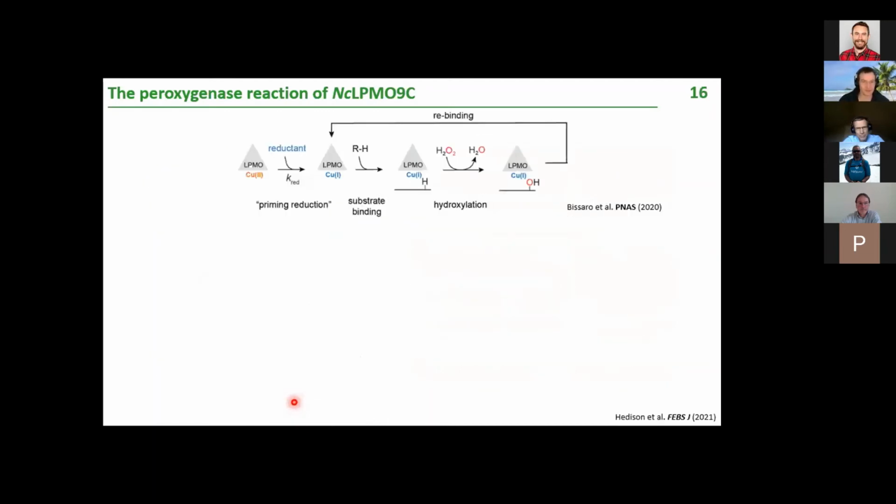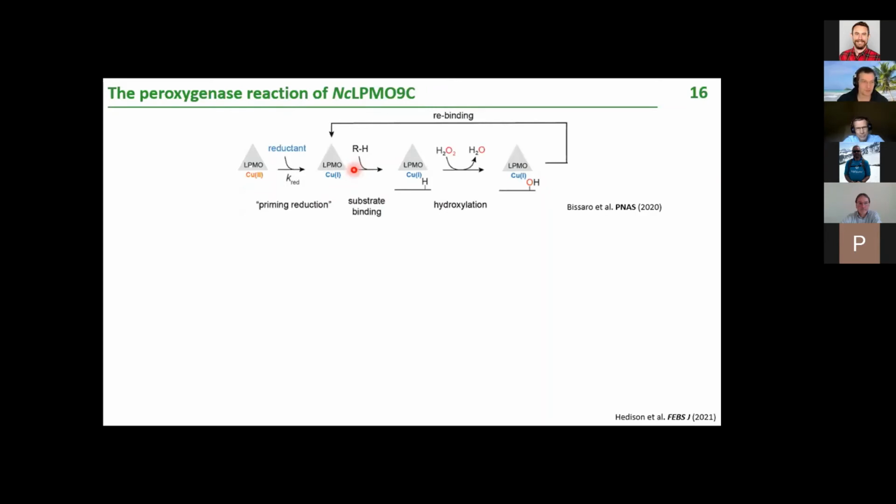Lastly, and very briefly, we also had a look at the stoichiometry of the peroxygenase reaction, and I'll just briefly recap the hypothesized reaction mechanism of LPMOs with hydrogen peroxide. We can see that the LPMO is reduced, will bind to a substrate, will interact with a hydrogen peroxide molecule, will leave the reaction cycle in the reduced state, and is then right away ready to bind the next hydrogen peroxide molecule. So in fact, what we need is just a simple priming reduction, and then the enzyme is able to carry out multiple reaction cycles.